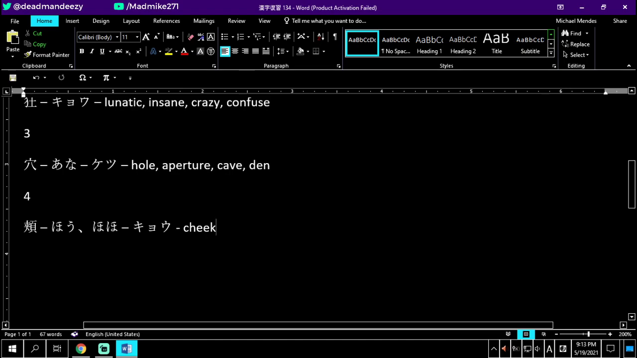Or a page. Be inserted between a big page is a cheek. Think of your cheek in between the pages of a book, as if the book is hugging your cheeks. That's what I'm going to try and think of it as. Inserted between cheek. Ho, or kyo. Ho, kyo.